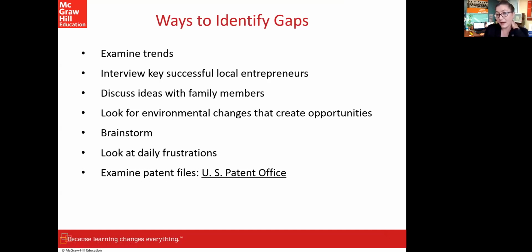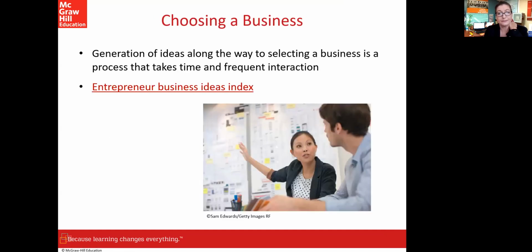Okay, and then another way that we can identify gaps in the marketplace is to look at patent files. Here's a hyperlink to the US Patent Office. Many patents are actually taken out, but not acted upon. And so you can look at these patents to help you to generate ideas and to identify gaps.